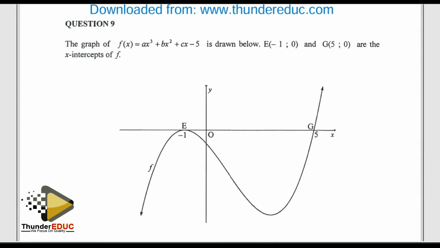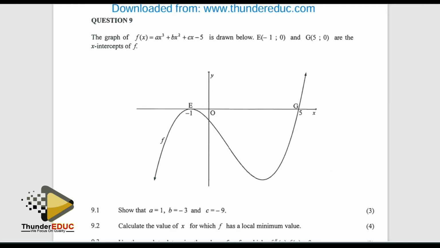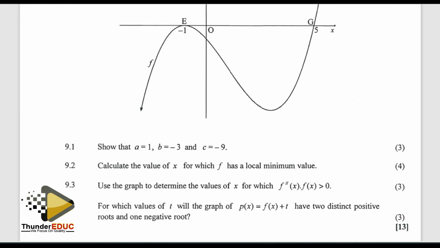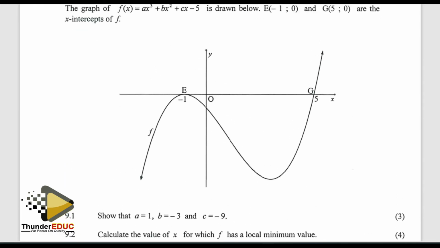Question number 9. They are telling us that the graph of f is drawn below, and g is that, at the intercepts. First question: can we show that a is 1, b is -3, and c is -9? So the approach to this is as follows.